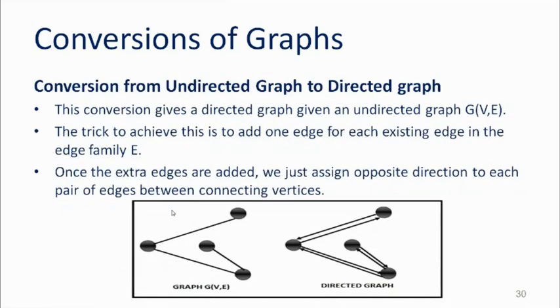Next one is conversion from undirected graph to directed graph. So this conversion gives the directed graph given an undirected graph. The trick to achieve this is to add one edge for each existing edge in the edge family. So already between these two, one edge is there. You add a directional edge here, and you add a directional edge in the reverse manner.